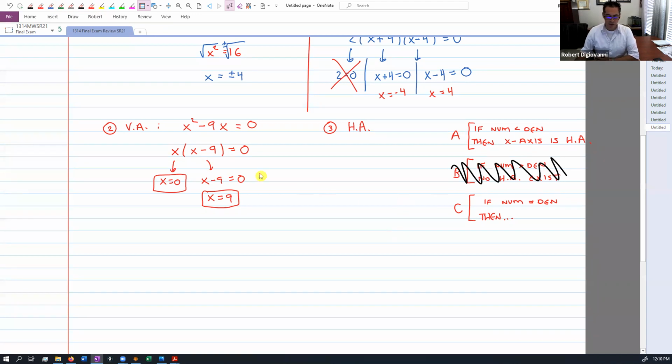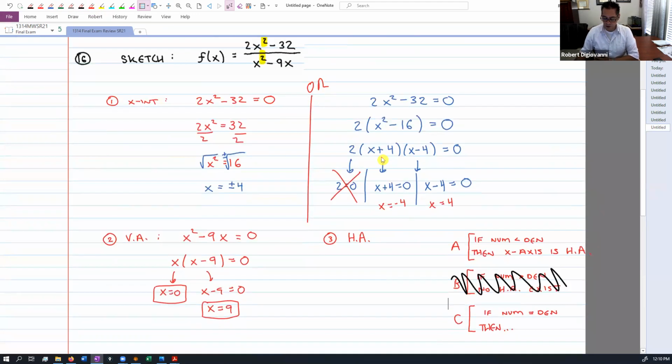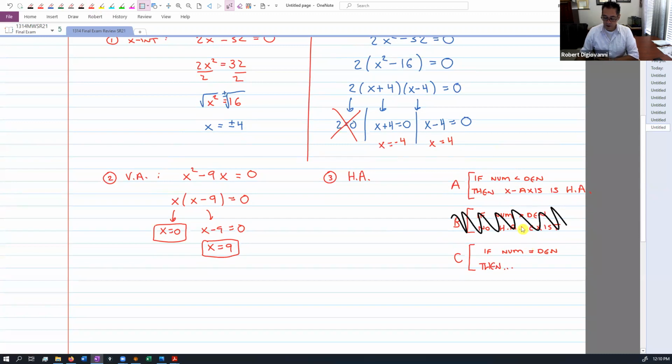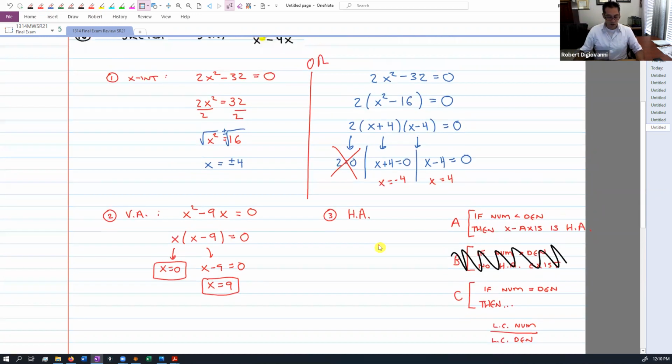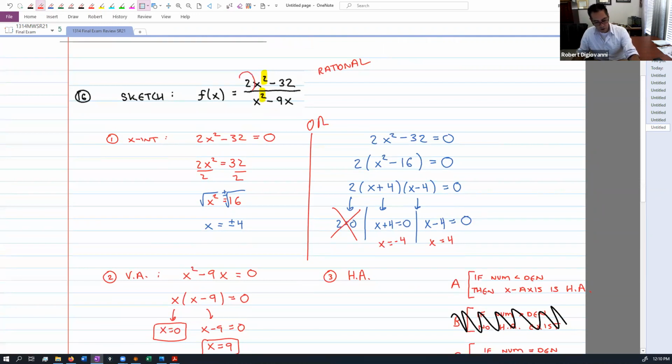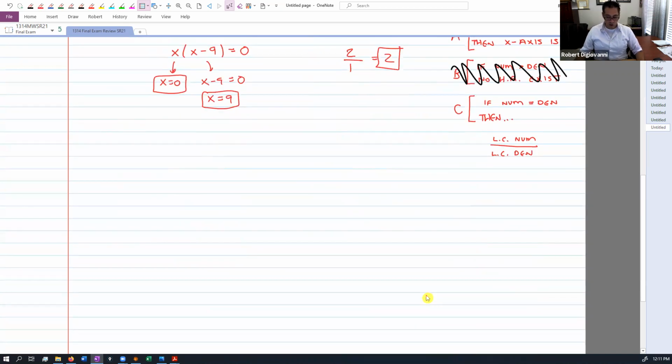Okay, so the question is, when you look at these degrees, 2 and 2, are they different or are they the same? In this case, they're the same. Then you have the leading coefficient of the numerator divided by the leading coefficient of the denominator. This is the special case. You look at the leading coefficient of the numerator, 2, and divide that by the leading coefficient of the denominator, which is 1, and that's 2. So we will have a horizontal dotted line that's moved up 2, but it's only at the edges. So let's draw our picture.